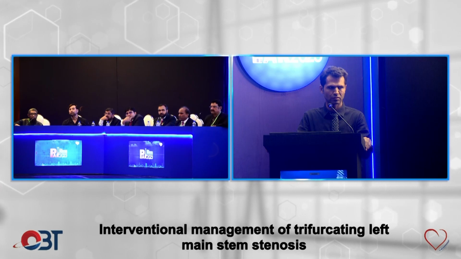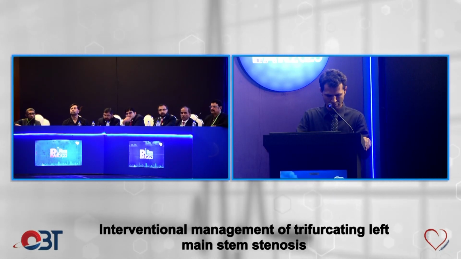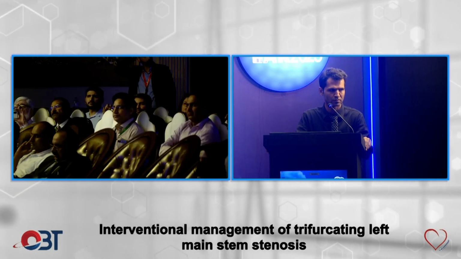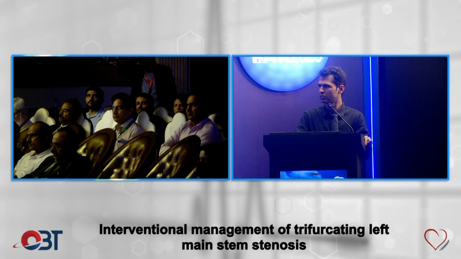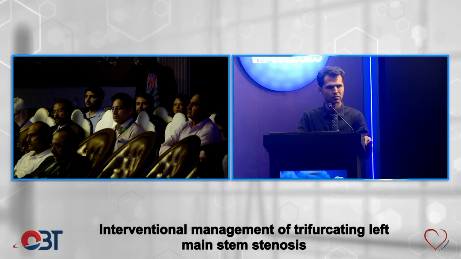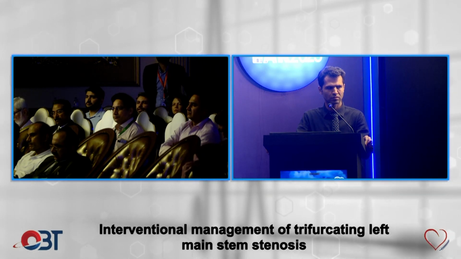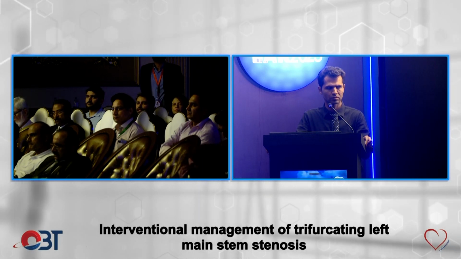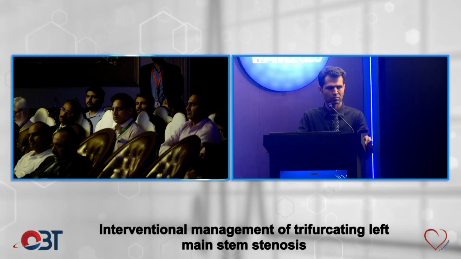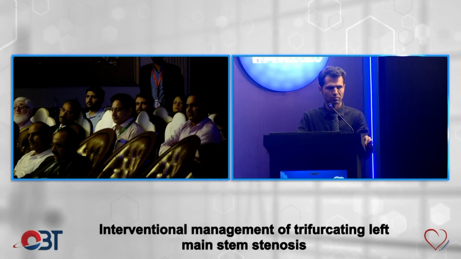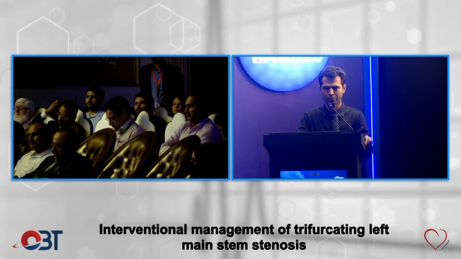Yes, we did it provisionally, and all three branches were saved, including the ramus intermedius and the circumflex, with a good result. The question we wanted to discuss is whether the provisional approach is a good option in this case, and it demonstrated that provisionally it can be achieved with a good result. Obviously, the results of DK crush or other crush techniques or upfront two-stent strategies are better.